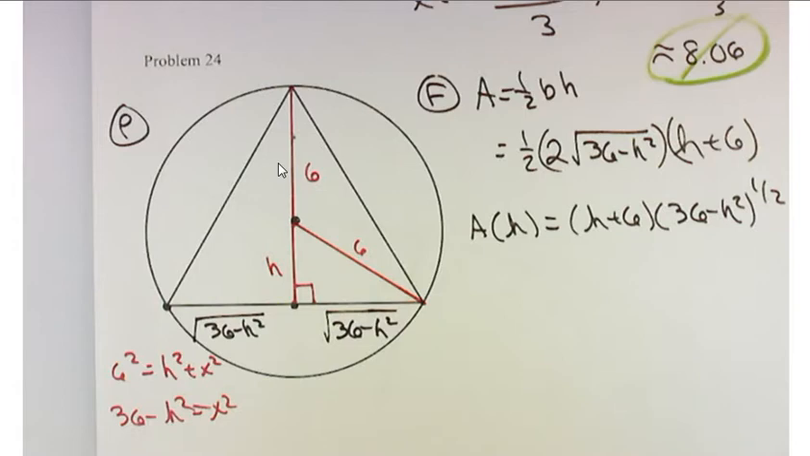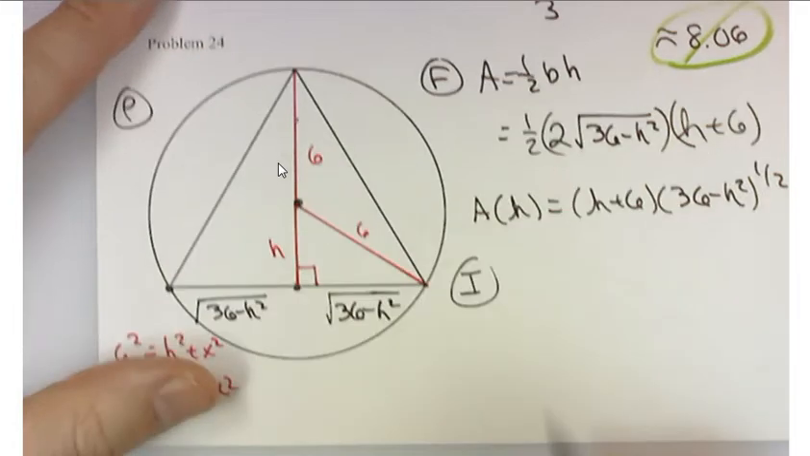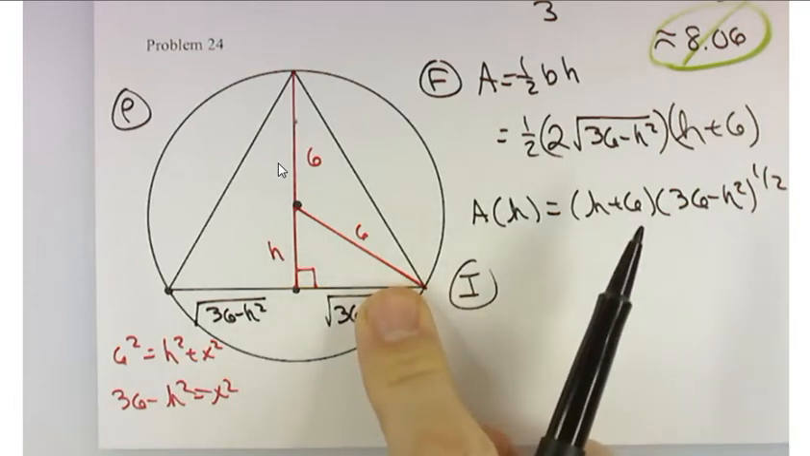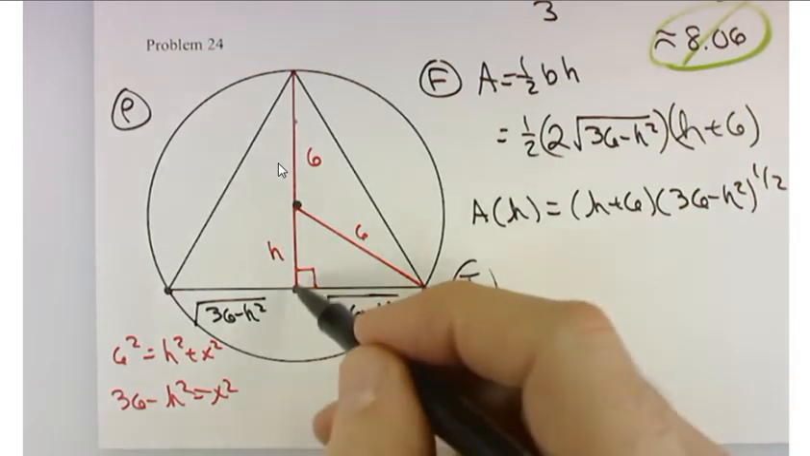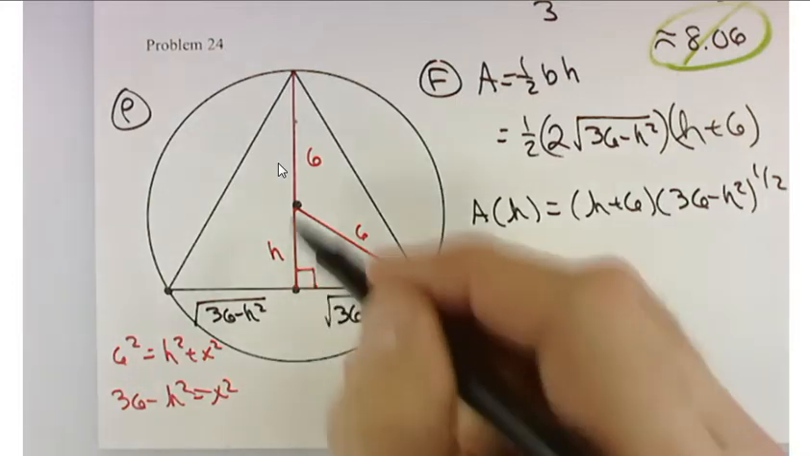Picture, function, interval. Interval is the next thing. Are there any restrictions on my choice of h? It has to be positive and has to be less than the square root of 36. All right, what's the square root of 36? 6. If it's beyond 6, then you're going to go past the circle, right? So it has to be between 0 and 6.